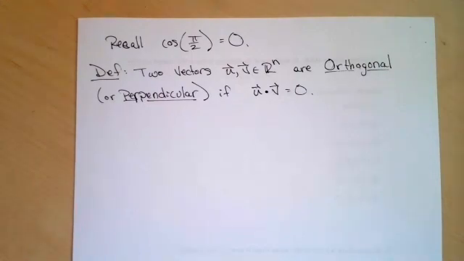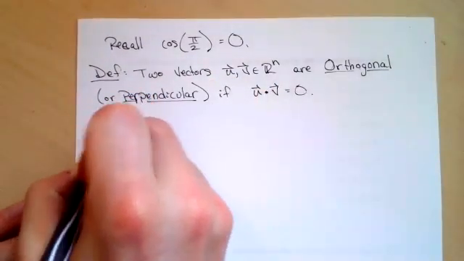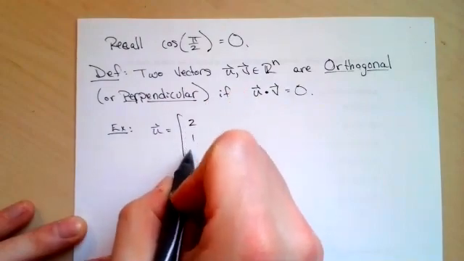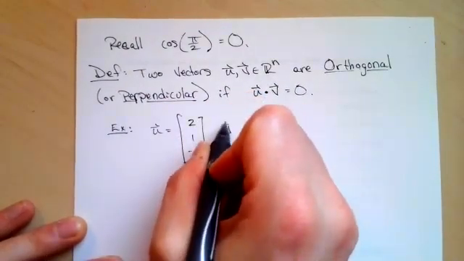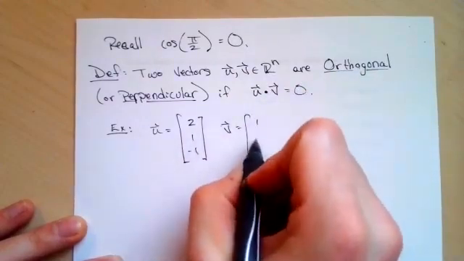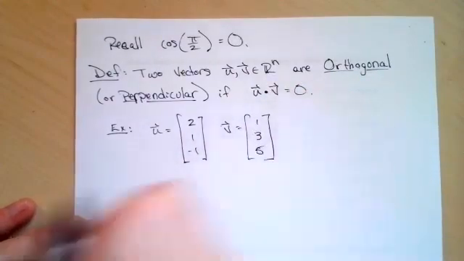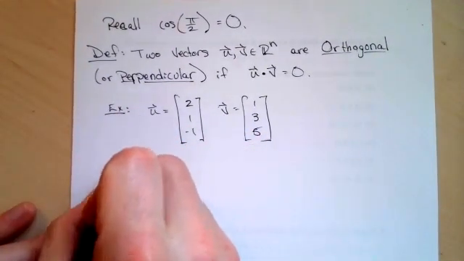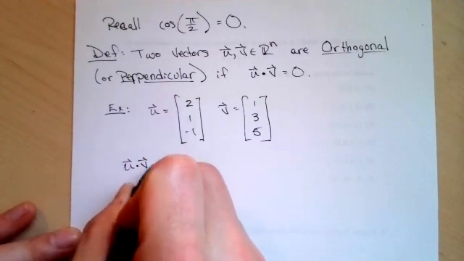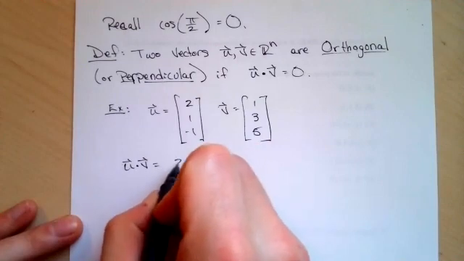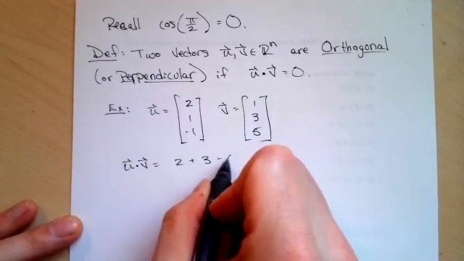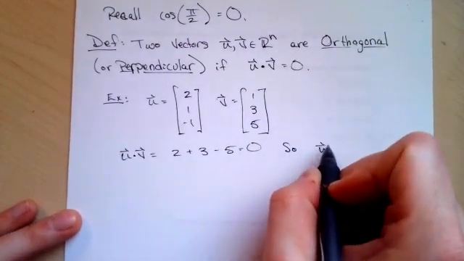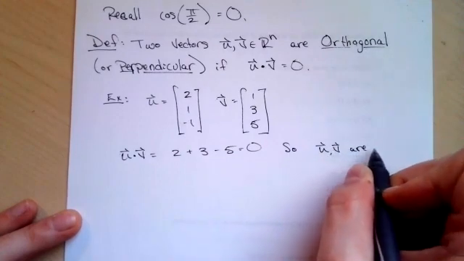So for example, if we have two vectors, u and v, let's say u equals (2, 1, -1) and v equals (1, 3, 5), we can ask something like, check to see if they are orthogonal. So when I take a dot product, we get 2 plus 3 minus 5 equals 0. So u and v are orthogonal.